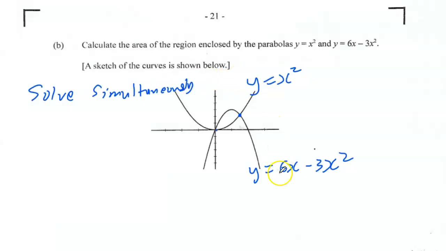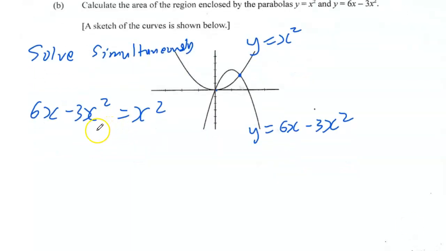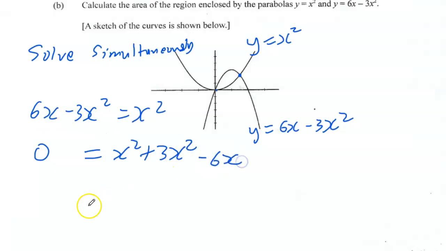So y equal to x squared, y equal to 6x minus 3x squared. We can use substitution and conclude that 6x minus 3x squared is equal to x squared, since both of them are equal to y. So let me group everything on the right hand side. I have x squared plus 3x squared, that's 4x squared, minus 6x.